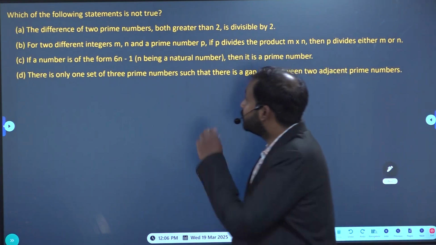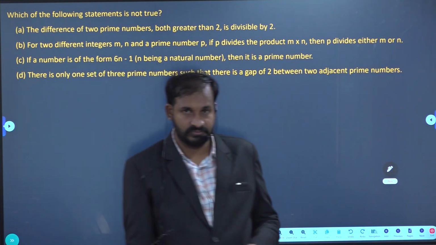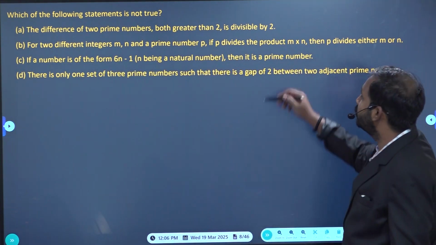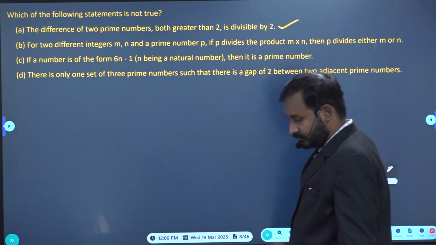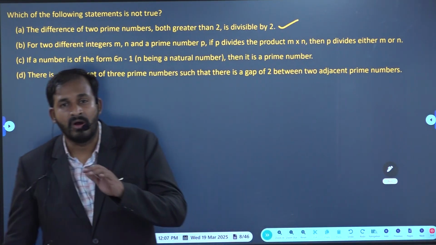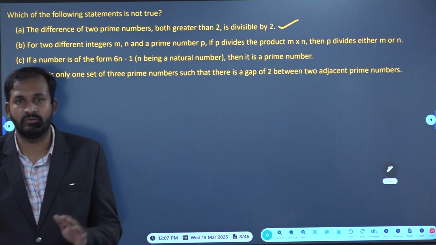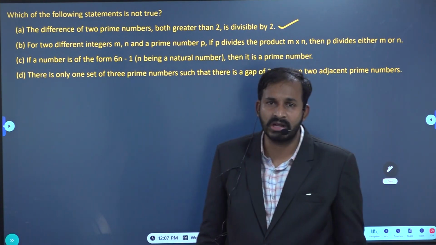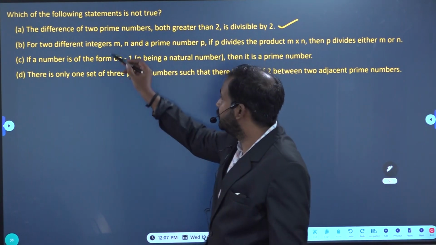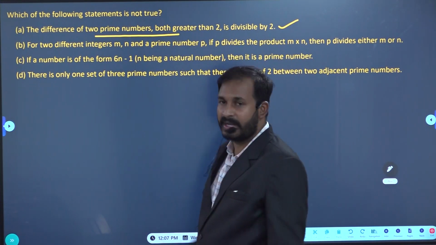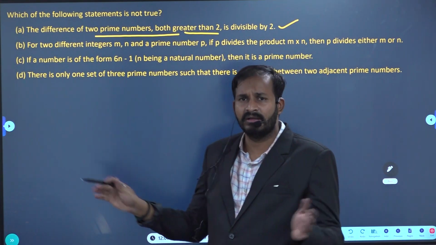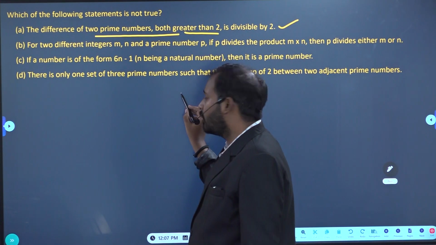Next one. Which of the following statements is not true? The difference of two prime numbers both greater than 2 is divisible by 2. Now see here, all the prime numbers except 2 are odd numbers, right? So now see here what they are telling is the difference between two prime numbers, both greater than 2. That means now our set came to all the odd numbers.